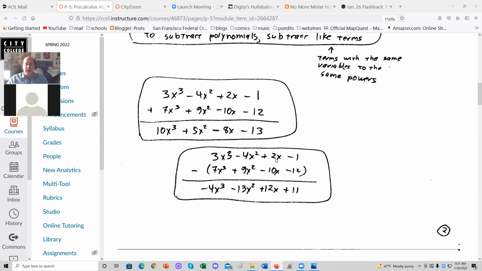Here we're getting into double negatives. 2x minus negative 10x. That's 2x plus 10x, or 12x. Negative 1 minus negative 12. That's negative 1 plus 12, or 11.